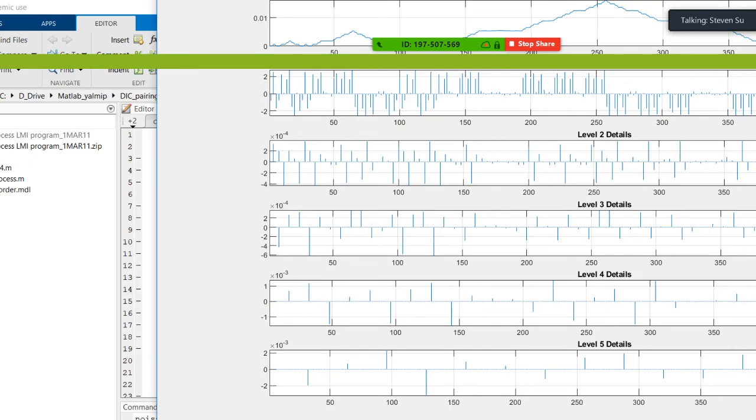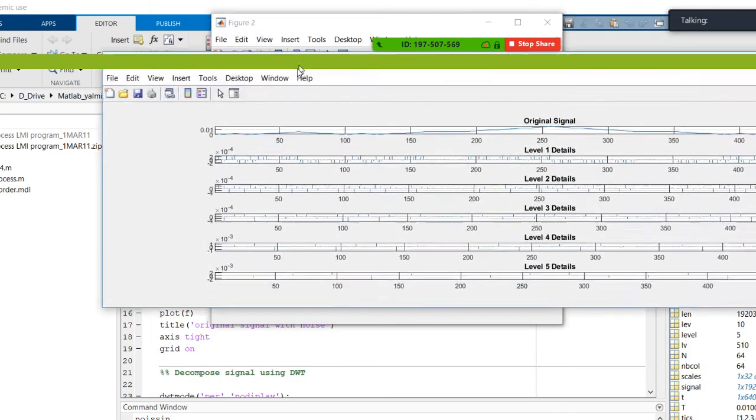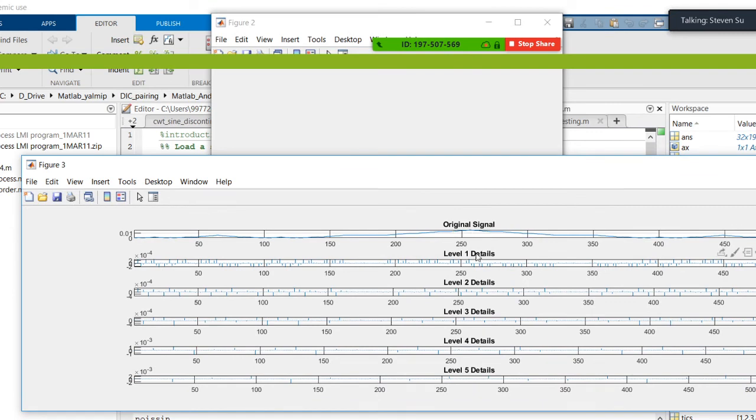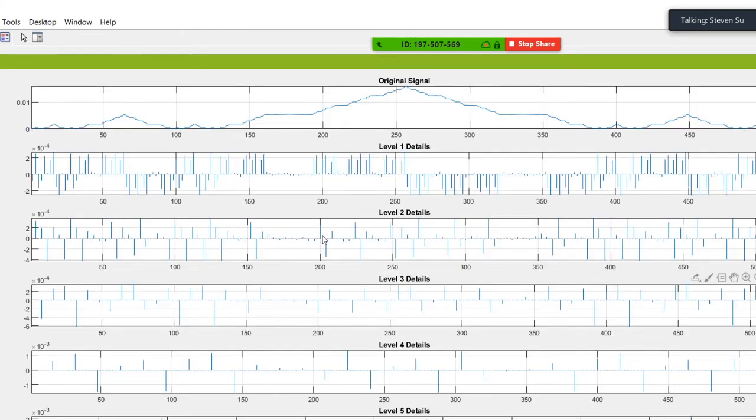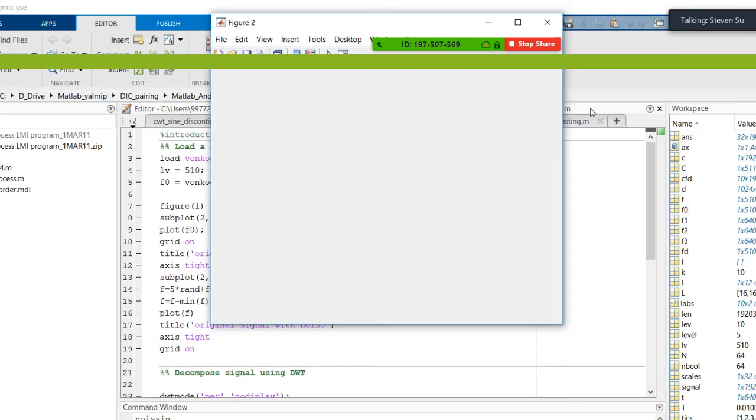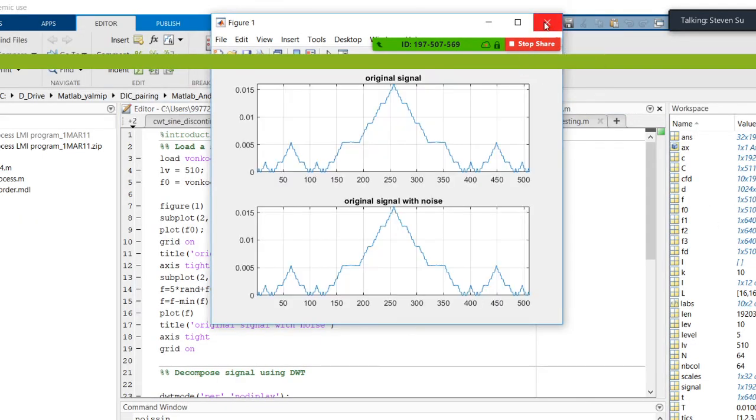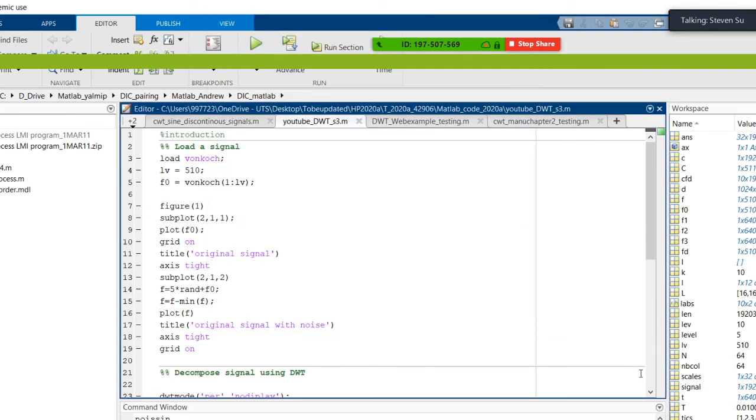They have different approximations. This one has the original signal, level 1 detail, level 2 detail. They give you all the detail signals, so you can get rid of some noise at whichever level you want. So it's quite convenient. In the lab time, Carrie and Jeff will help you design this kind of wavelet as well.